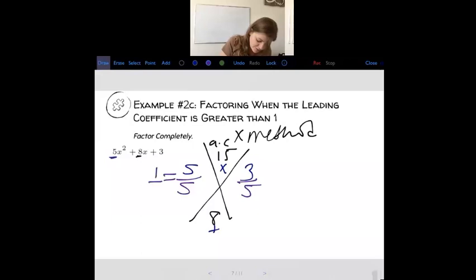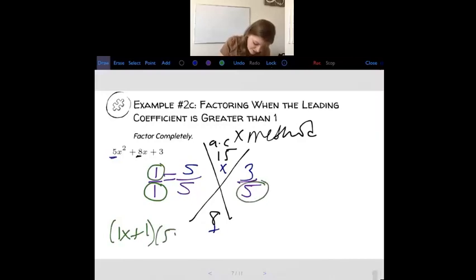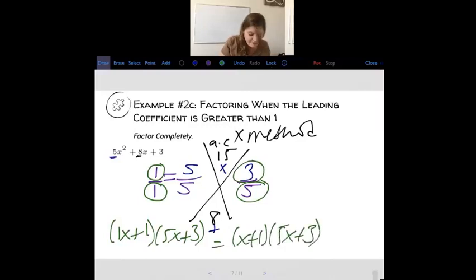So this becomes 1 over 1, 3 over 5. The bottom number, the denominator, becomes the coefficient of x, and the numerator becomes the number that's being added to x. Same thing. The 5 becomes the coefficient of x, and the 3, since it's positive, is added to x. 1x is the same as x, so here we get the same thing we've been getting of x plus 1, 5x plus 3.